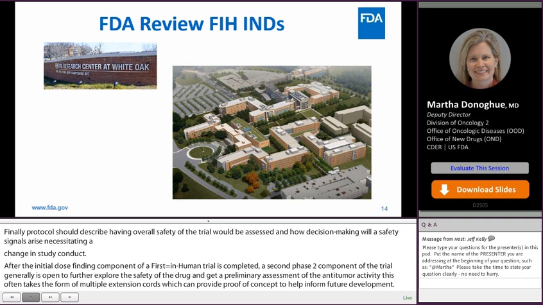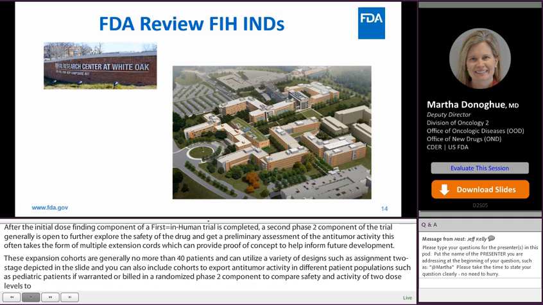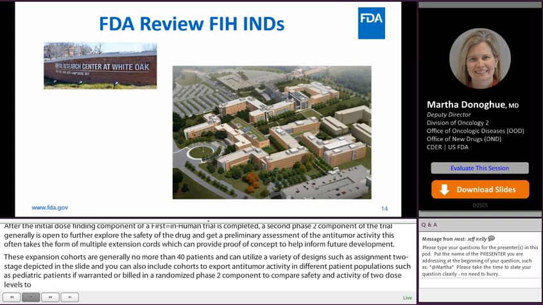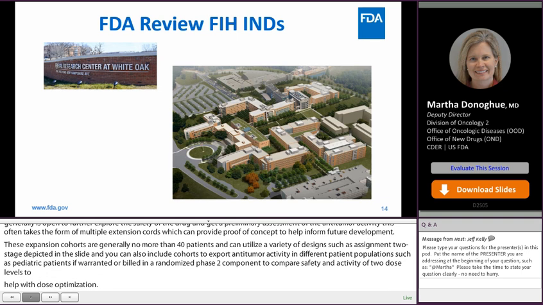Next, I'll shift gears and provide a brief overview of how we at FDA review first-in-human trials for cancer drugs. First, I would like to orient you a bit to our organization. These pictures are taken from our main campus in Silver Spring, Maryland, where hopefully we will return in the not-so-distant future.